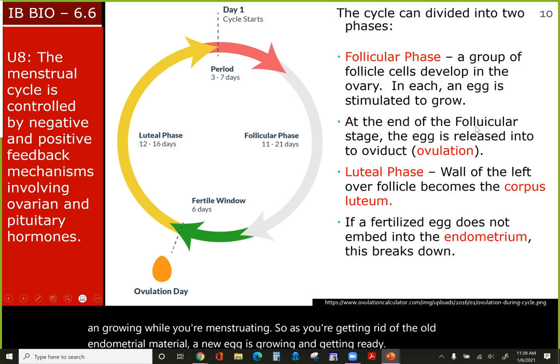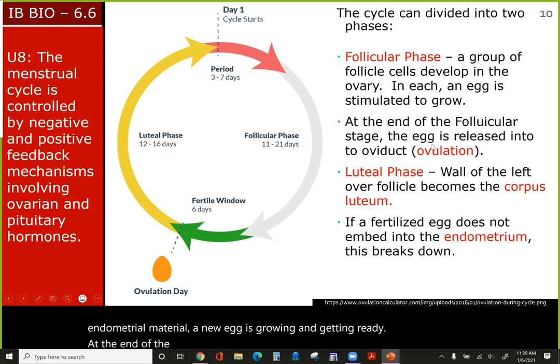At the end of the follicular phase or stage, the egg is released into the oviduct, and that's what we call ovulation.